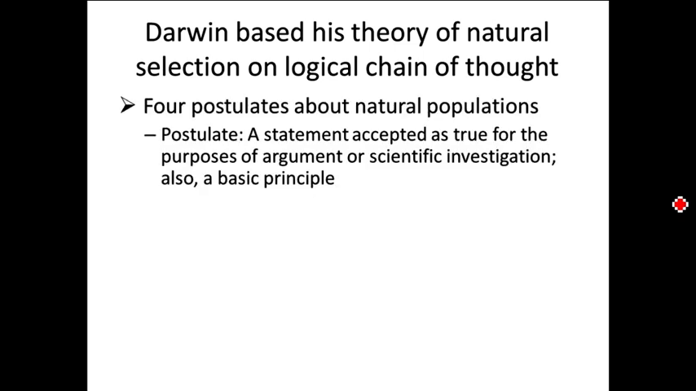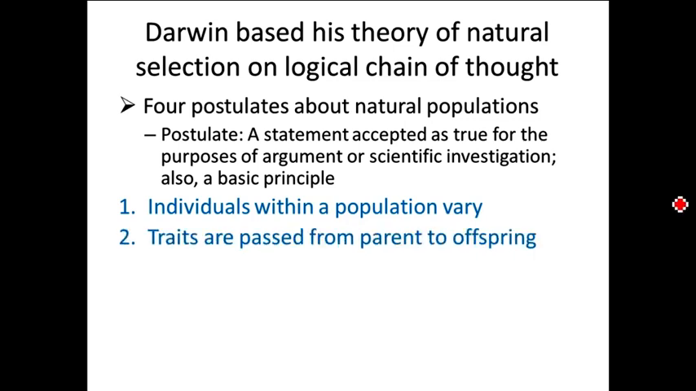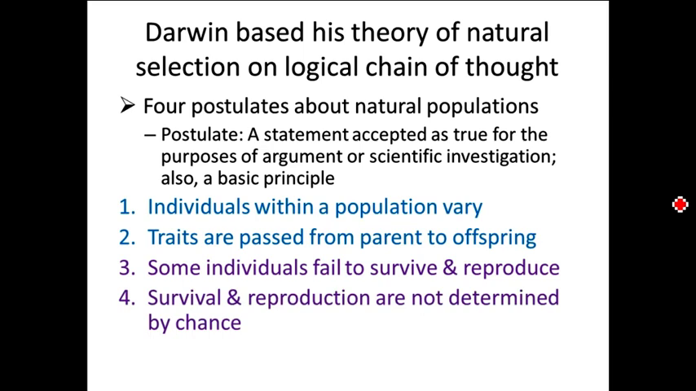Okay? He based his ideas on 4 postulates about natural populations. These were things that he observed to occur in nature. Okay? A postulate is simply a statement that's accepted for fact that you can base a scientific argument on. It's also like a basic principle. Okay? So these are 4 things that Darwin observed about natural populations that are accurate. Okay, one is that individuals within a population vary. They're not all the same. Traits are passed from parent to offspring. Some individuals fail to survive and reproduce, and survival and reproduction are not determined by chance.